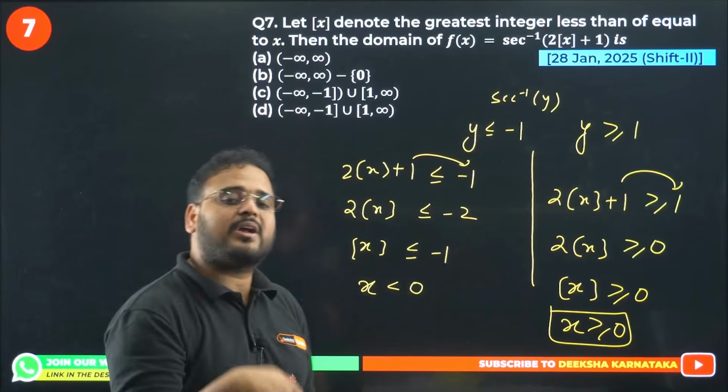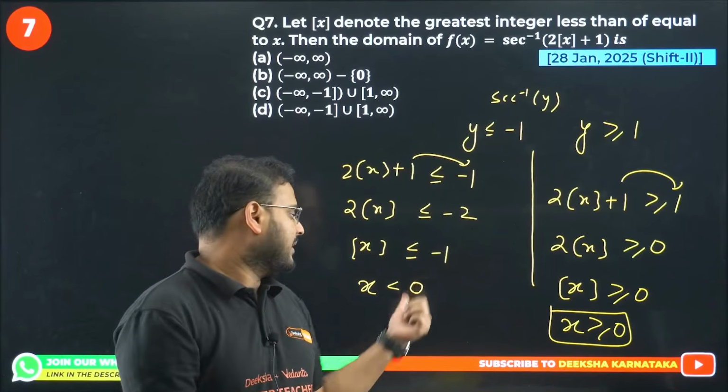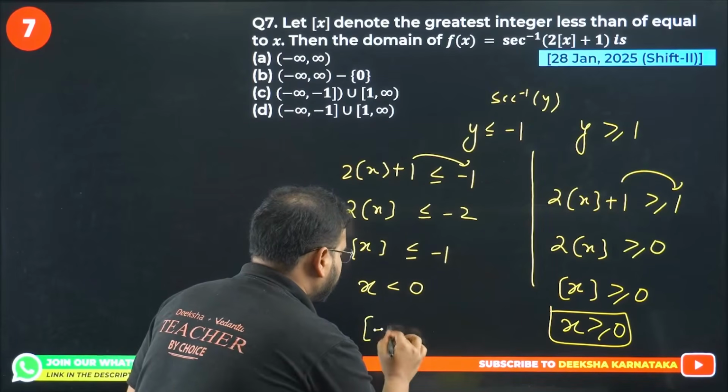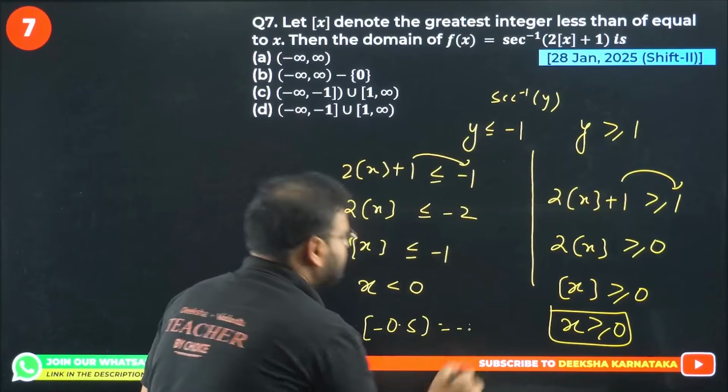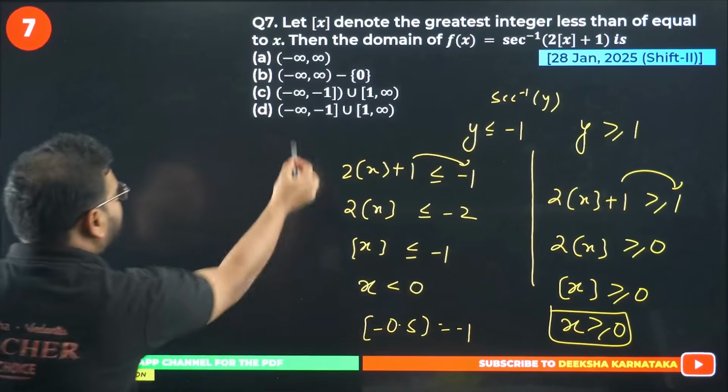Think about it. Less than 0, I can write minus 0.5. What is the answer in GIF? Minus 1. Right? If I put here minus 0.5, what is the answer going to be? Minus 1. So everything less than 0 will be your answer for this side. Combine them together for the final answer.